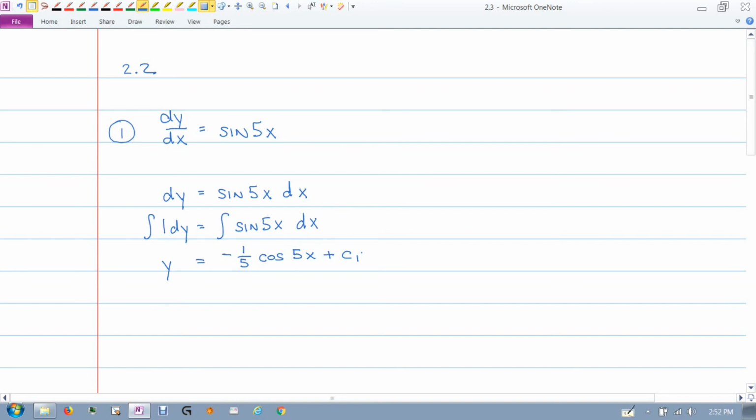And that is it. So that is our function that satisfies that differential equation. So remember, what that's saying is if we take this and we plug this in, we take its derivative, right? If we get dy/dx, take that derivative and then plug it in here, then this equation will be true. All right, let's look at number 2.